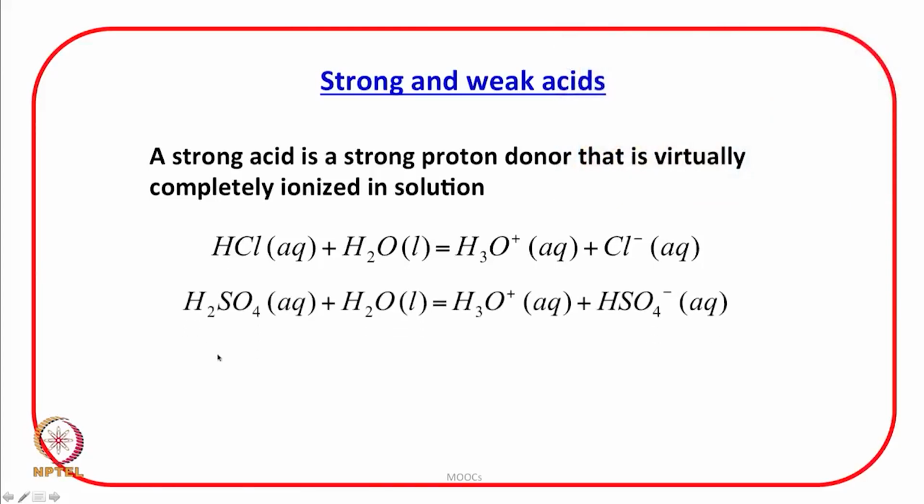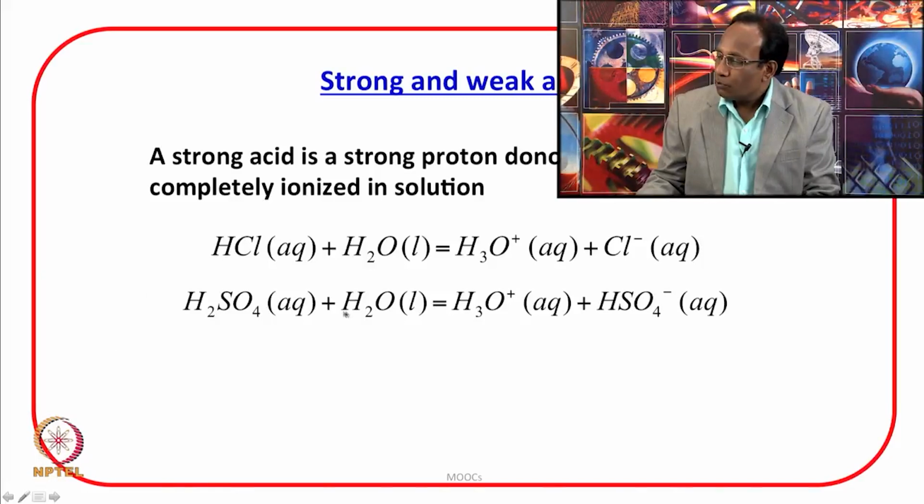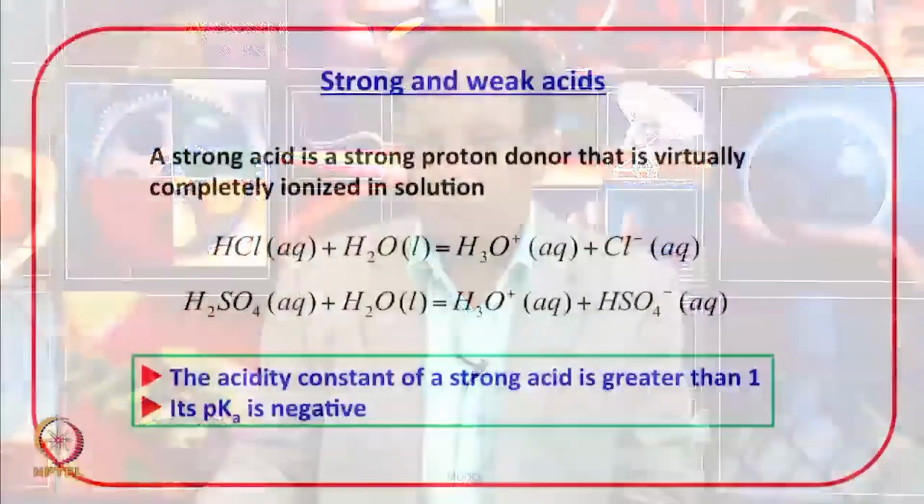Similarly, if we consider sulfuric acid in water, it donates a proton to water very easily and forms H3O+ and HSO4-. This is also treated as virtually complete ionization, and that is why sulfuric acid is a strong acid. And there are certain parameters which will classify a particular molecule as a strong acid. And that parameter, which we discussed in the previous lecture also, is the acidity constant.